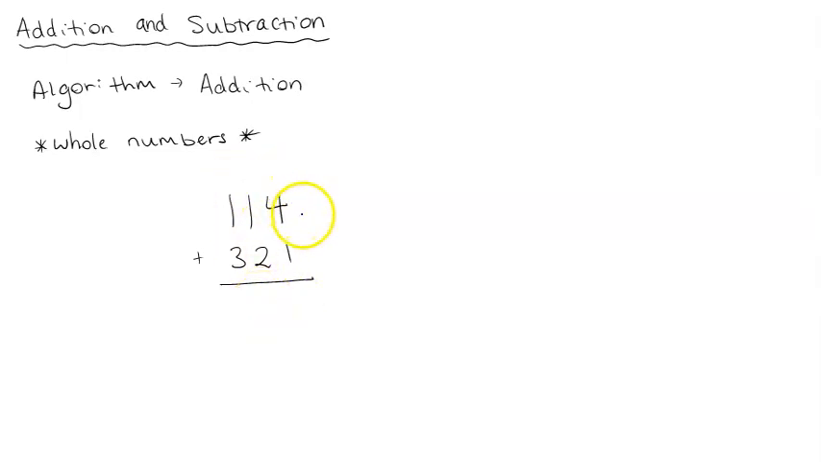In this number, we don't have any decimals here, so we've got our ones, our tens, and our hundreds. And we want to add the numbers in these columns. So first we have 4 plus 1 gives us 5, 1 plus 2 gives us 3, 1 plus 3 gives us 4. So 114 plus 321 equals 435.